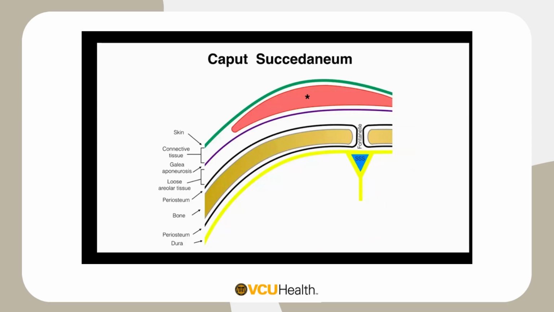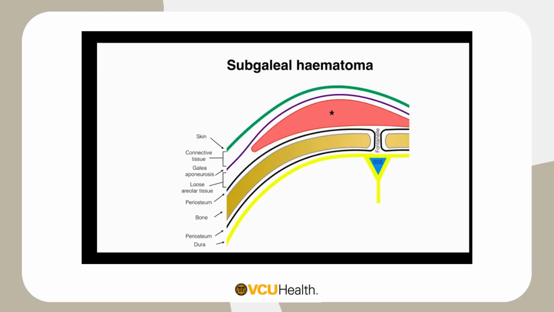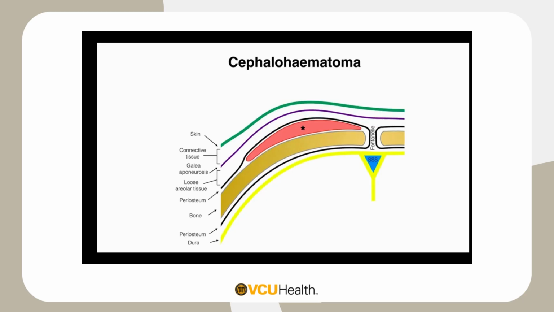So the caput succedaneum, which I can never pronounce, is just a boggy area of hematoma right beneath your skin. It's right underneath your skin, but right above your galea. And the subgaleal hematoma, which is what we tend to see more of, is underneath your galea but above your periosteum. So this is the area that crosses any type of suture line. As indicated on this diagram, it goes over your fontanelle, indicating that it crosses the suture line. But the cephalohematoma is within the periosteum itself, and it does not cross any type of suture line or fontanelle.